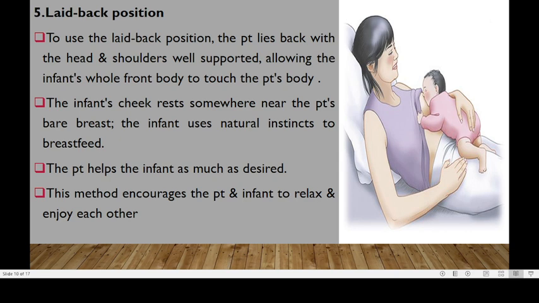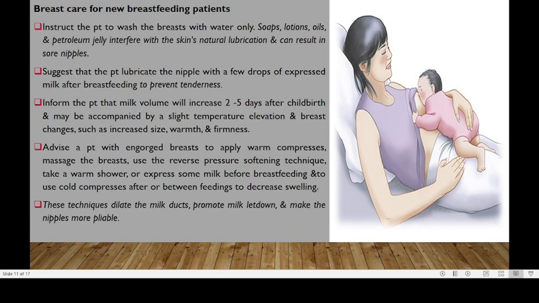The last breastfeeding position is the laid back position. To use the laid back position, the mother lies back with the head and shoulders well supported, allowing the infant's whole front body to touch the mother's body. The infant's cheek rests somewhere near the mom's bare breast. The infant uses natural instinct to breastfeed. The mother helps the infant as much as desired. This method encourages the patient and the infant to relax and enjoy each other. So those are the 5 breastfeeding positions.